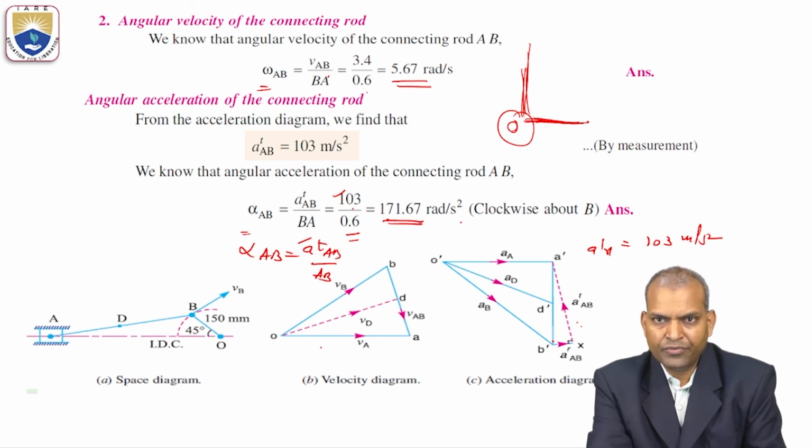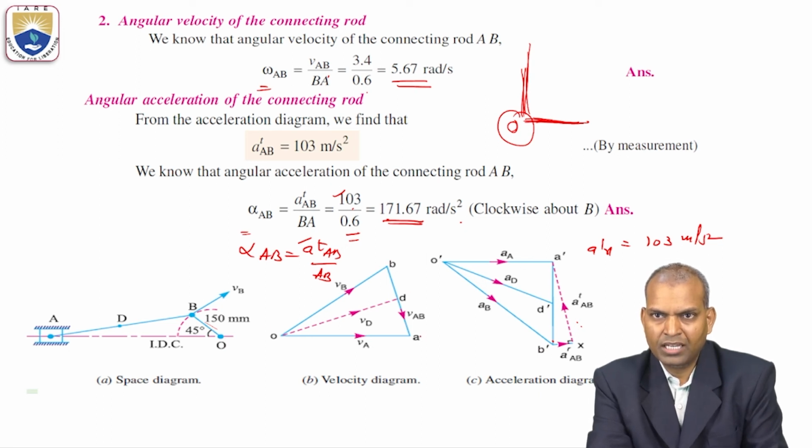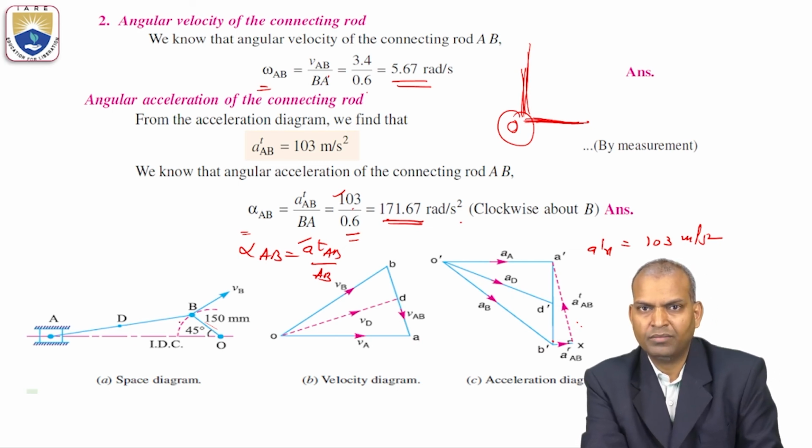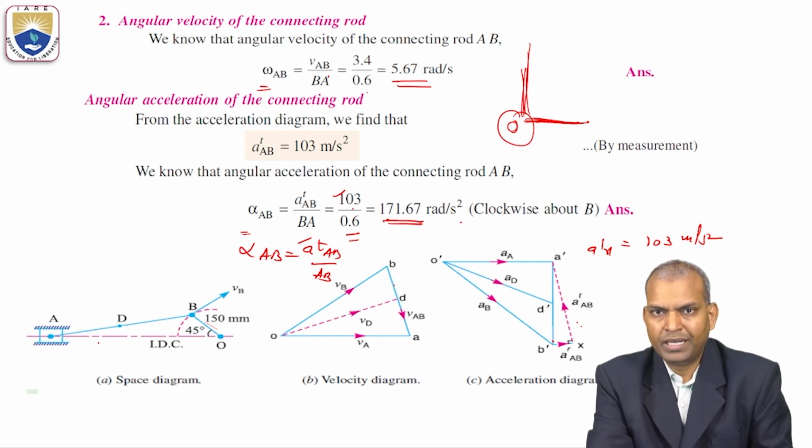Now if you analyze this OA line, let me start. O is connected to B. This OB line is normal to link OB in the space diagram. And the BA vector line is normal to the link BA in the space diagram, exactly normal. Next, what about the path of the slider?